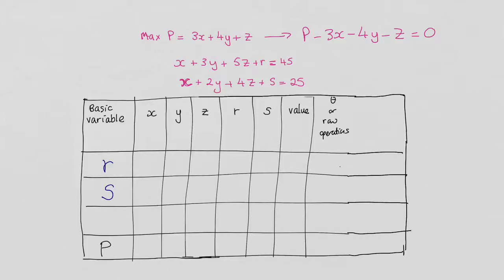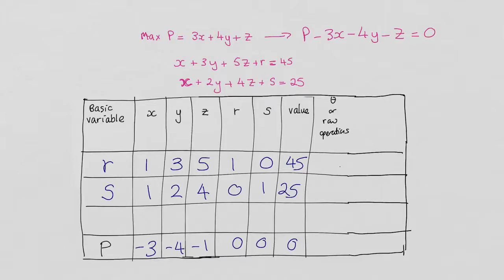So I'm going to fill these in. So first one, 1x, 3y, 5z, 1r, no s's equal to 45. 1x, 2y, 4z, no r, 1s equals to 25. And my profit function, minus 3, minus 4, minus 1, 0, 0, 0. So our first solution is that R is 45, S is 25, X, Y, Z are 0. And that is a solution, it's just not a very good one.